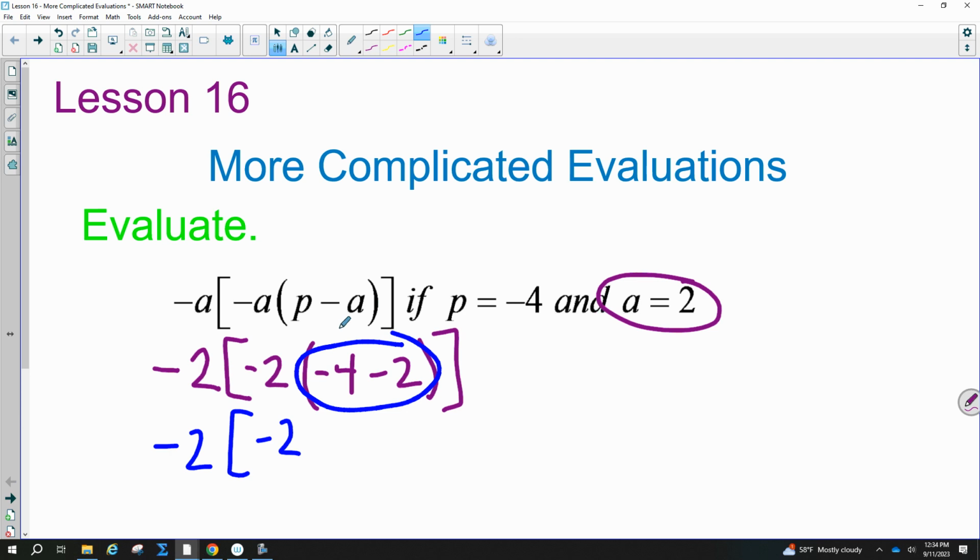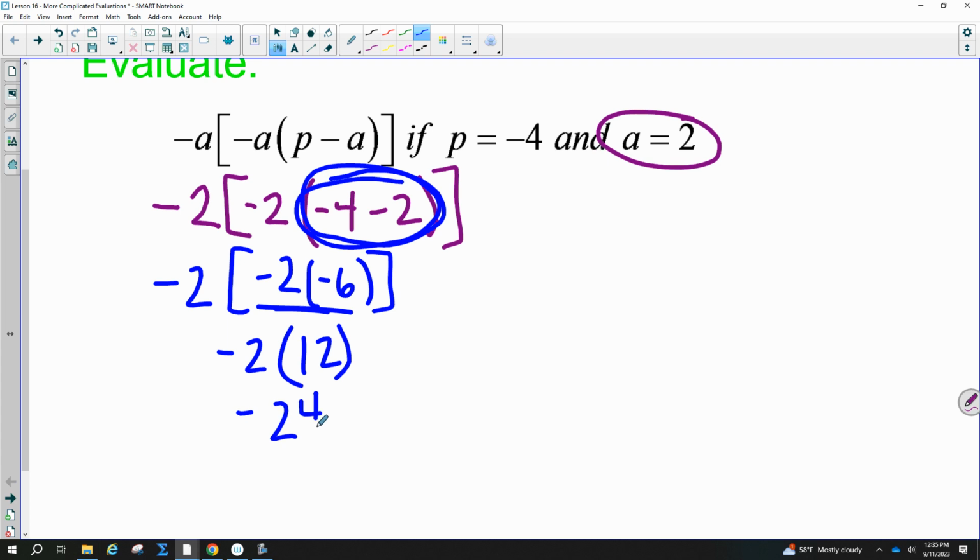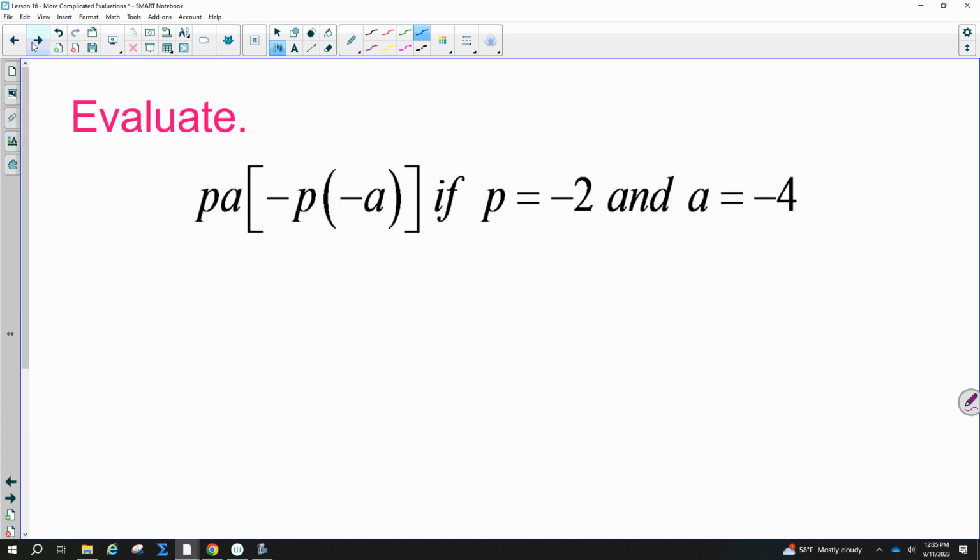What do we get for this, you guys? Negative 6. All right, be careful that you do not multiply because this is a minus sign. All right, so that makes negative 6. Now we can just multiply them all together. If you want to start inside here, you get positive 12, and then you're going to multiply by negative 2, so we get negative 24. All right, let's try another one.